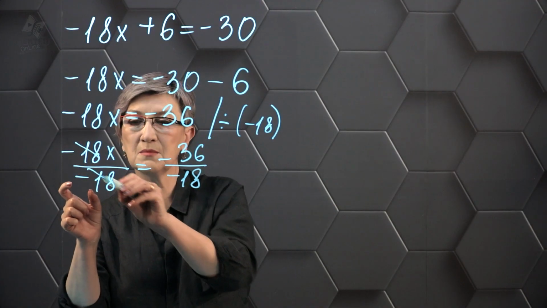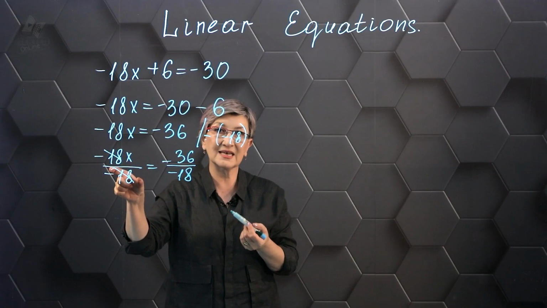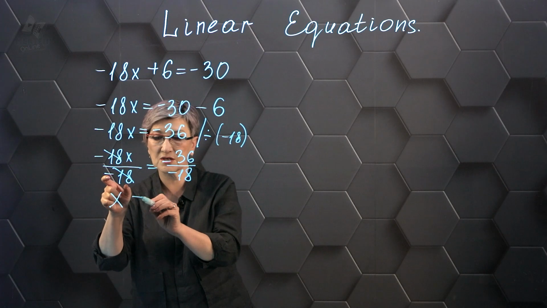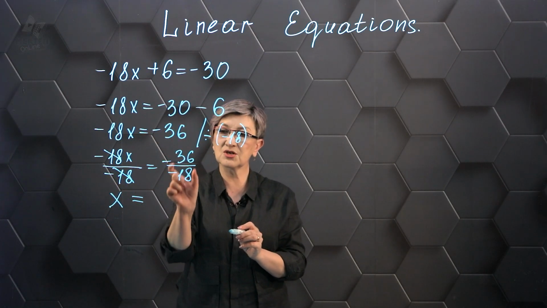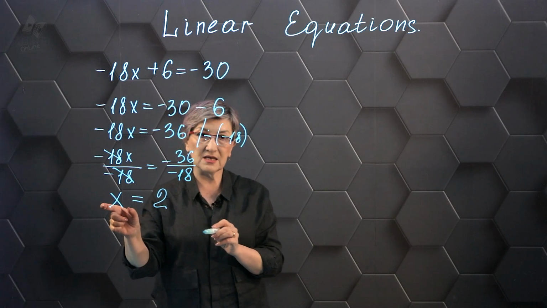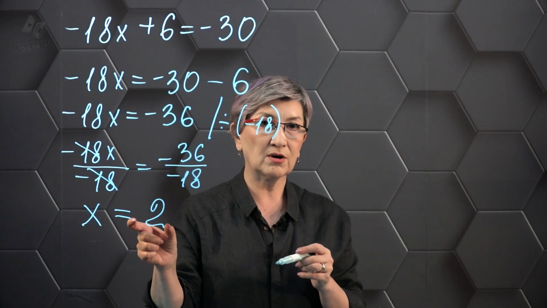Minus 18 and minus 18 we divide and the result is 1. But we don't write the 1 down. This leaves x equal to minus 36 divided by minus 18. That's 2. The result is x equals 2. That's the root of the equation.